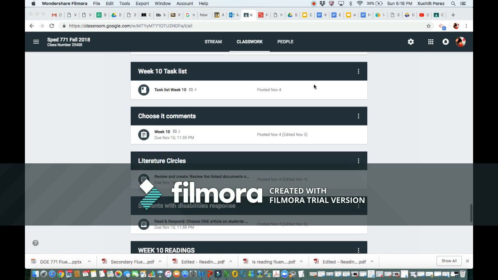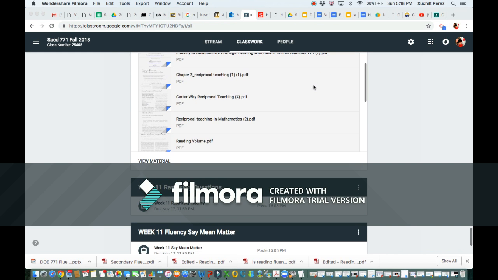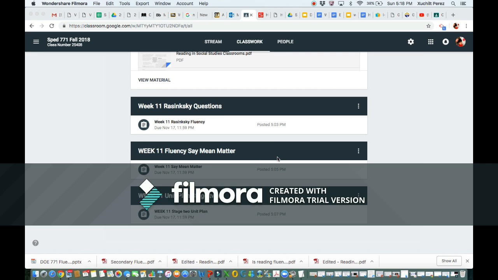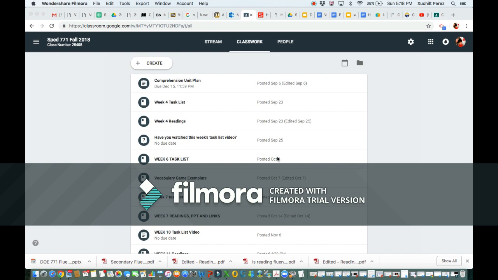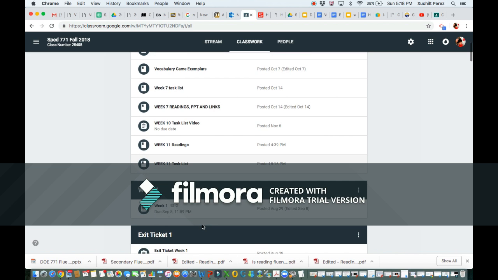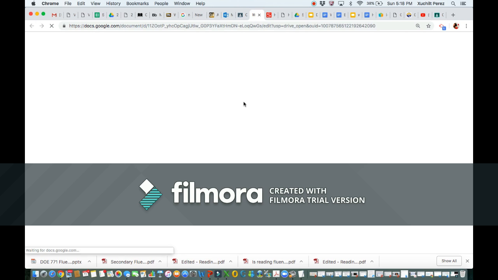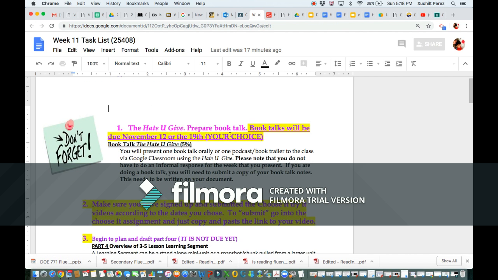So as always, it says week task lists. So you can find it in the stream under week 11 task list. Once you open up this document, you'll see that I have some reminders.